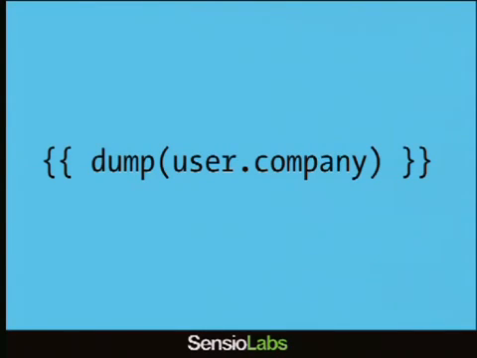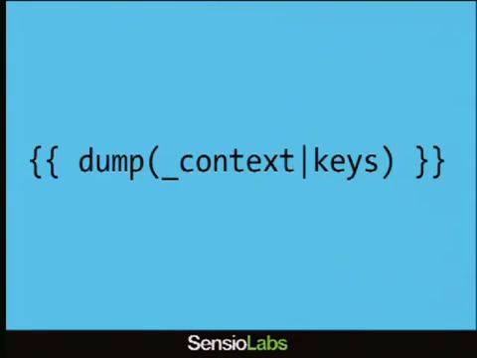You can also dump a complex expression, actually, so you can get all the variables available on the company, on the user company. And if you want to get access to all the variables that are available in the template, you can use this trick. So underscore context actually contains all the variables available in the current template. And here I'm saying I want just the keys and dump the keys. So this is a way to actually get all the variables available in the template, right?